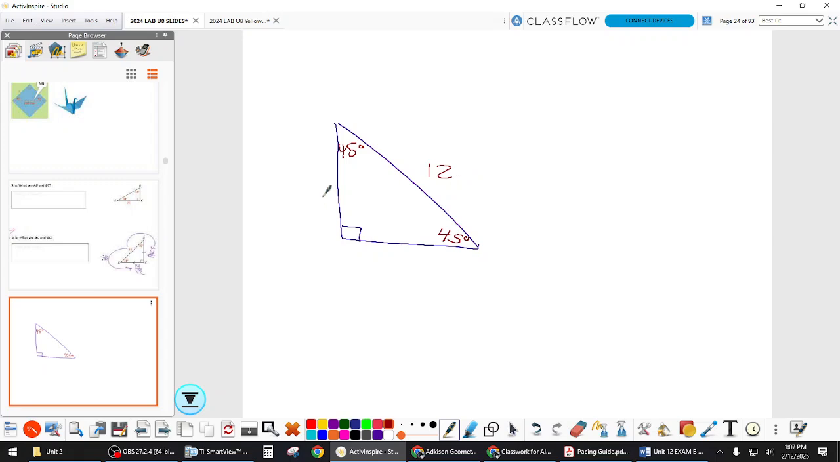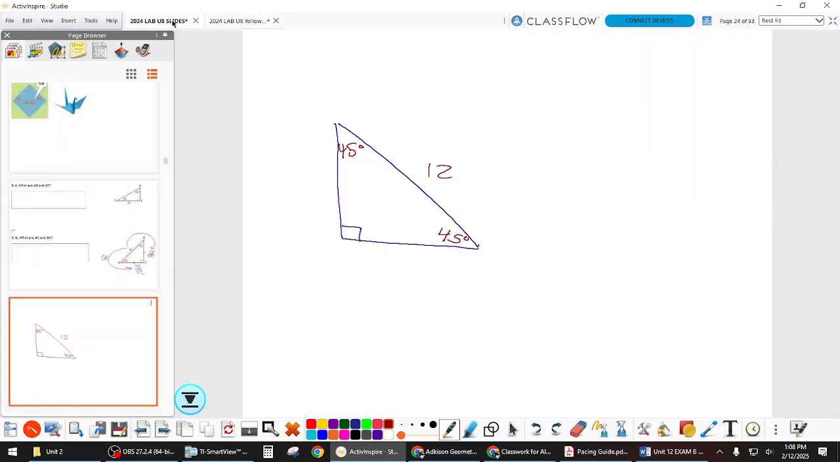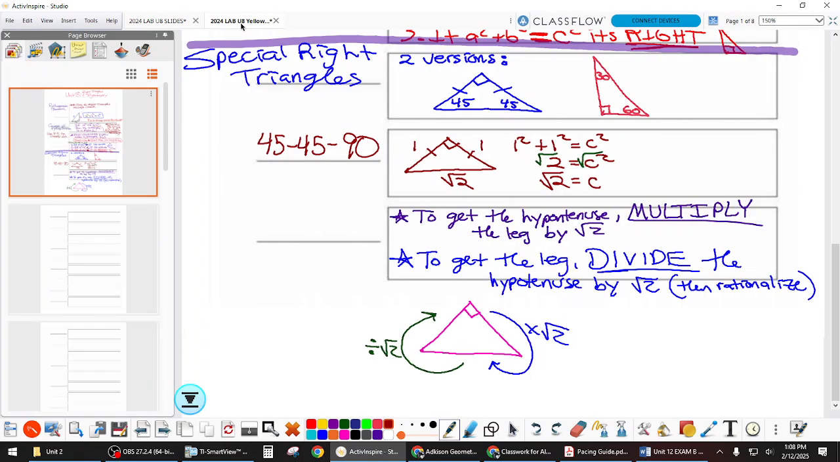12. How long is this side? Don't shout it out. Okay, what are we given? Hypotenuse. We want the leg. How do we go from hypotenuse to leg? What was it? No. Hypotenuse. Okay. Maybe it's the wording. I'm not understanding why this is difficult. To get the leg. Divide the hypotenuse.